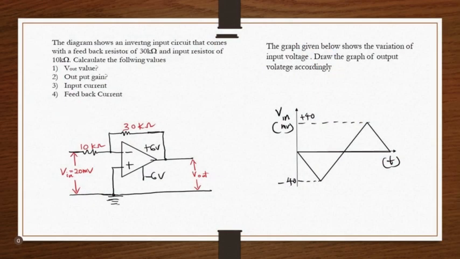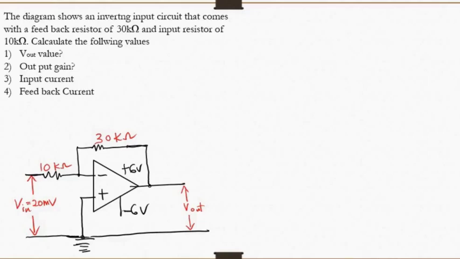The diagram shows an inverting input circuit that comes with a feedback resistor of 30 kilo ohms and an input resistor of 10 kilo ohms. Calculate the following values. Right, I hope you have tried the question now. Let's get into our answers.